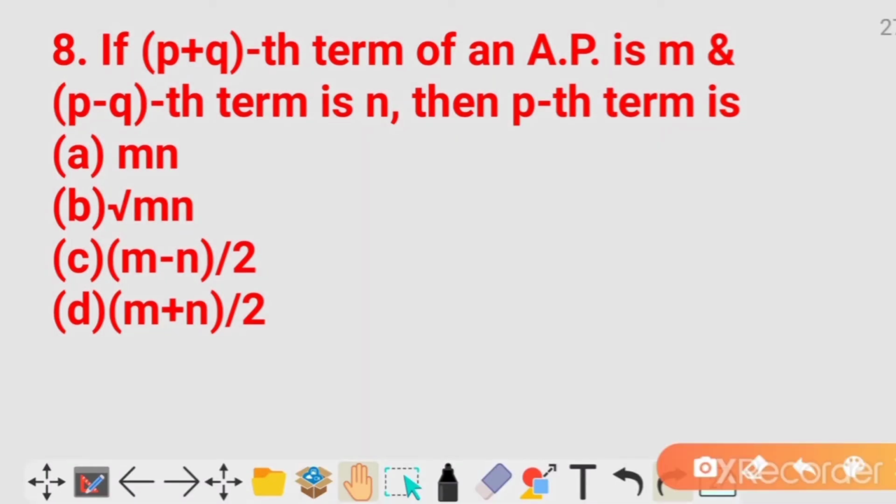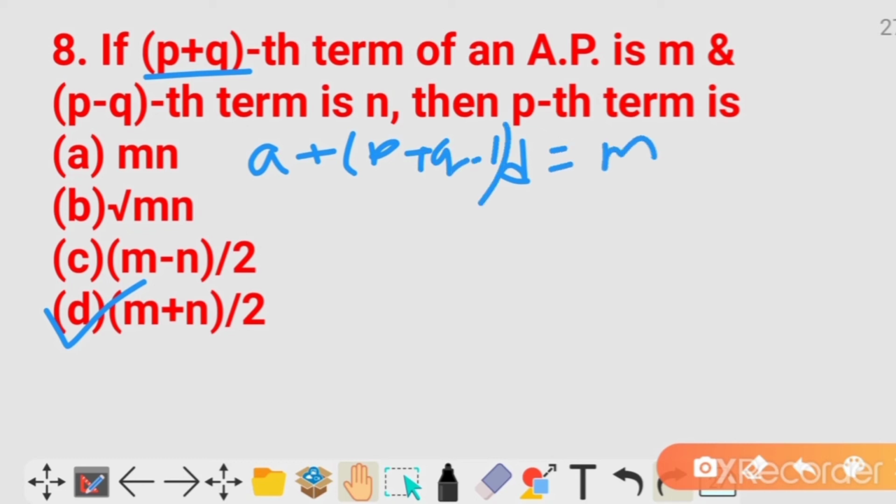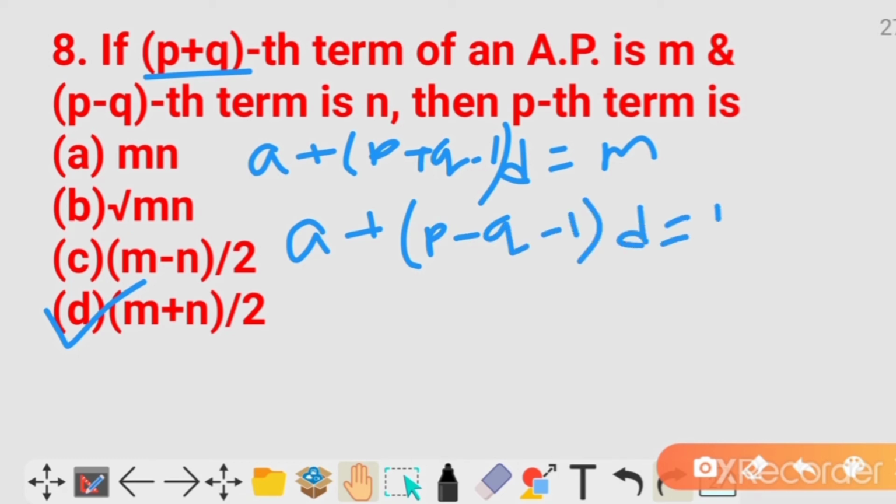And the right answer is D, that means (m+n)/2. So how do you solve this? First, suppose a is the first term and d is the common difference. So the (p+q)th term, that means we'll put a + (p+q-1)d, is equal to m, and similarly the second equation will be a + (p-q-1)d, which will be n.